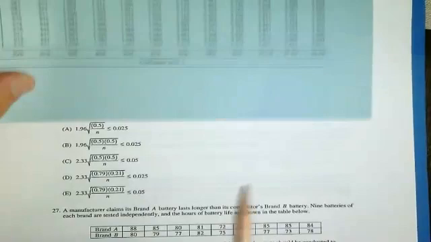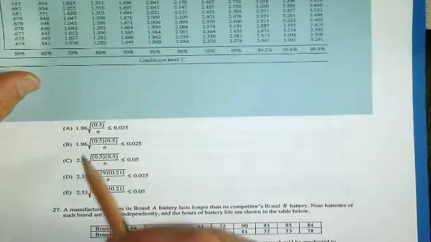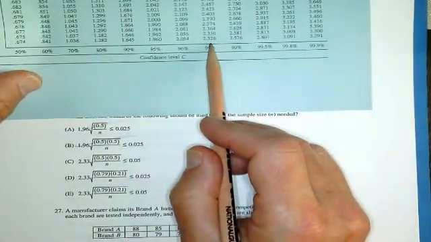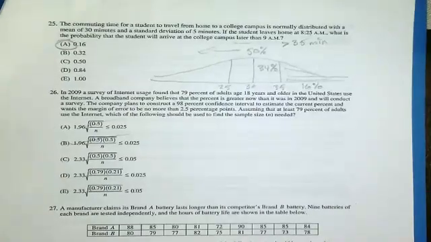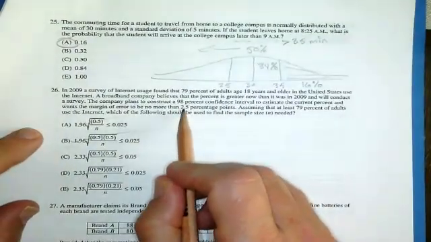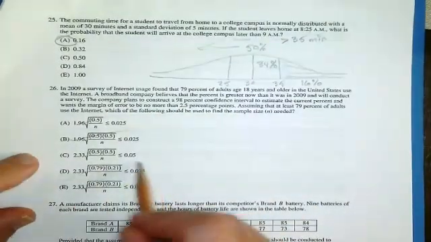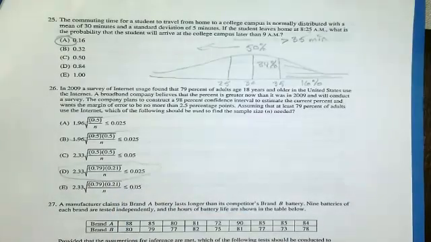Okay, now look at my answers. There's no 2.326, but there's 2.33. So these two are not my answer. This is 2.33. It's going to be one of these three. All right, I'll go back to the problem. Margin of error is no more than 0.025. 0.025, 2.33. There's my answer right there. The answer is D. I didn't have to do anything else.